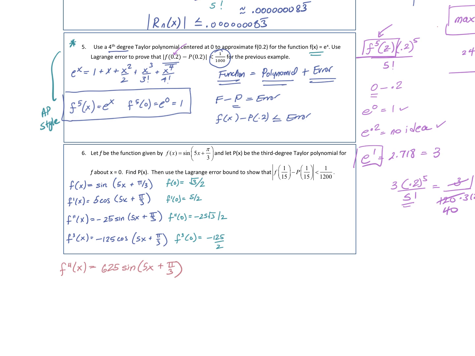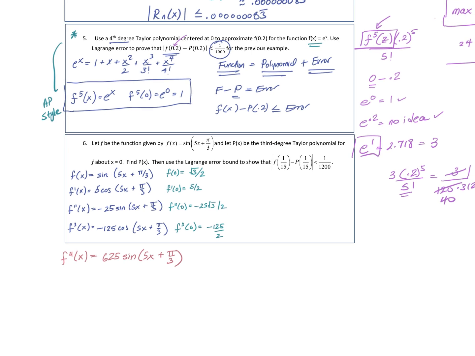Okay, all right, let's do the 3rd degree. So P3, we start with the function, so root 3 over 2 plus 5 halves. And then it's the first power, so it's just x to the first over 1 factorial. And again, this is about x equals 0, so it is centered at 0.